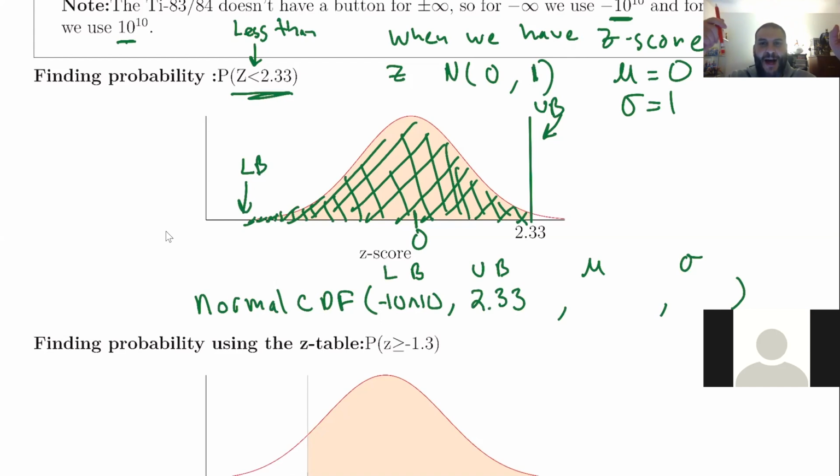Up next, we have to figure out what mu and sigma are. Anytime you're given a z value, your mu and sigma will always be the same. Mu will be 0. Sigma will be equal to 1. As soon as you see z right here, that's automatically telling me I have the z value, so mu and sigma will automatically be 0 and 1. Any questions so far? I got normal CDF, negative 10 to the 10 power, comma 2.33, comma 0, comma 1.